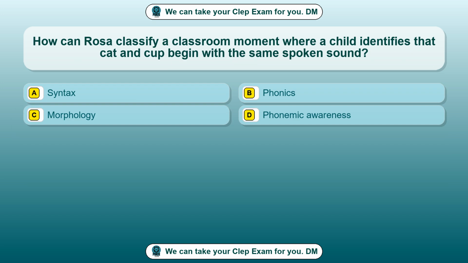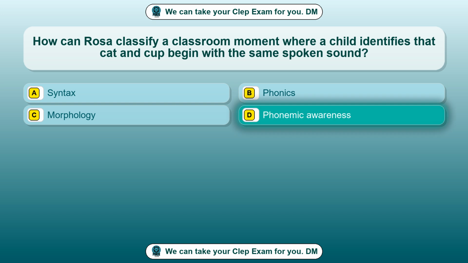Question 81. How can Rosa classify a classroom moment where a child identifies that cat and cup begin with the same spoken sound? Option A, syntax. Option B, phonics. Option C, morphology. Option D, phonemic awareness. The correct answer is option D.